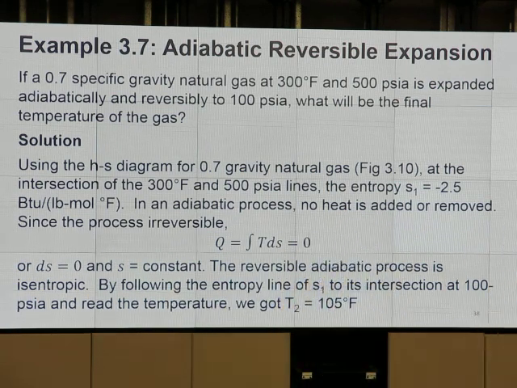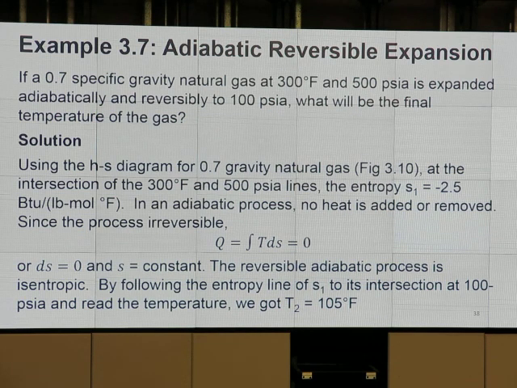If a 0.7 specific gravity natural gas at 300 degrees Fahrenheit and 500 psia is expanded adiabatically and reversibly to 100 psi, what will be the final temperature of the gas?